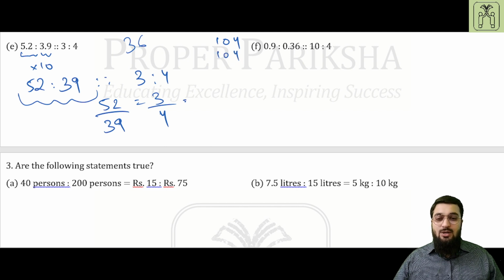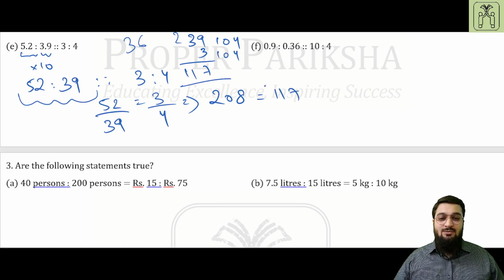This will be 208. Therefore, this will be 208. And the RHS will be 39 into 3. Therefore, we will get 9 threes are 27, 3 threes are 9, plus 2 is equal to 11. And that will be 117, which is not equal to 208, and therefore not in proportion.